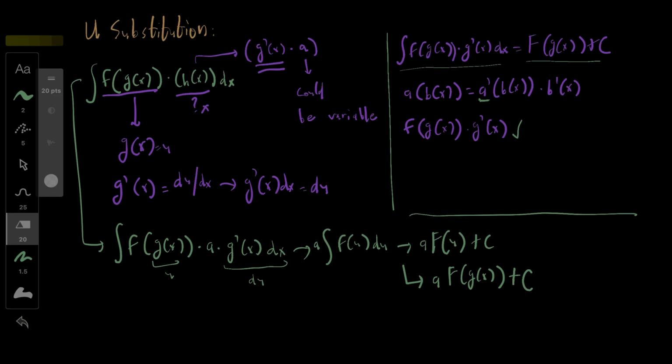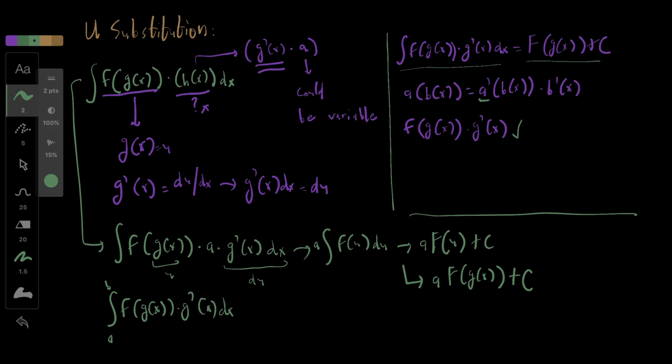So, what does happen to a definite integral? Well, if I have the integral from a to b of f of g of x times g prime of x dx, and I take g of x equal to u and do my u substitution, I'll get the integral of f of u du.